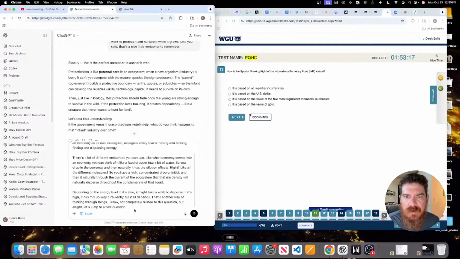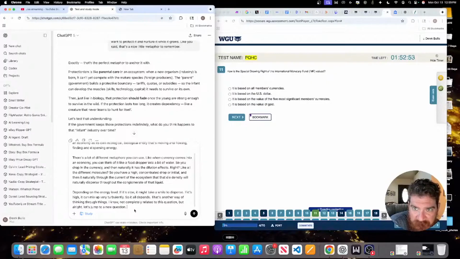Question 11. How is special drawing right of the International Monetary Fund, IMF, valued? A, it is based on all members' currencies. B, it is based on the US dollar. C, is based on the value of 5 most significant members' currencies. And D, is based on the value of gold.